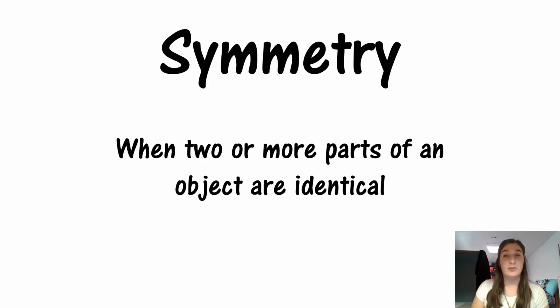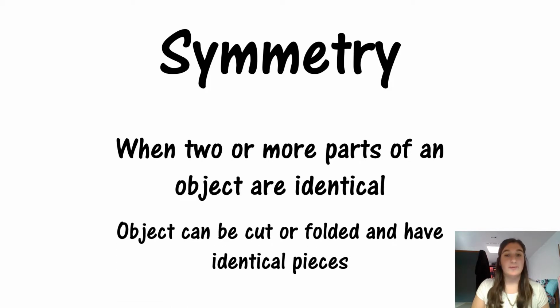Hi guys, so next class we're going to be going over lines of symmetry in different shapes. Symmetry is when two or more parts of an object are identical looking. This can be if the object is cut or folded and it has identical pieces. In this little pre-assessment, I'm going to be going over objects that we see every day and the lines of symmetry in them.